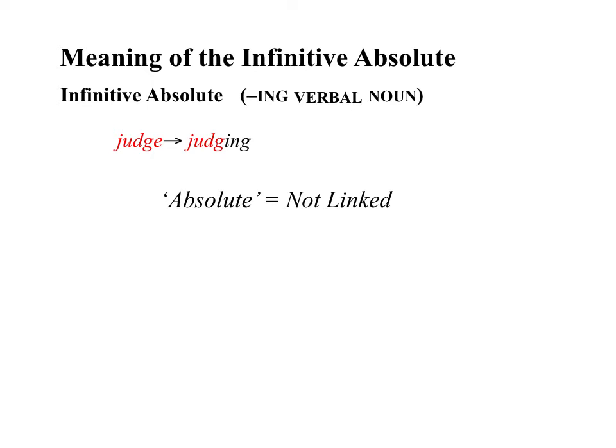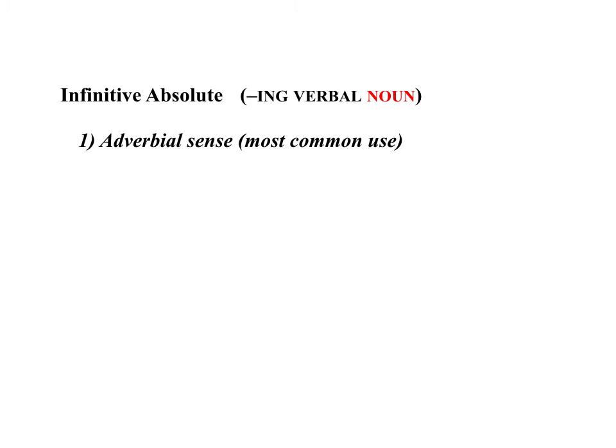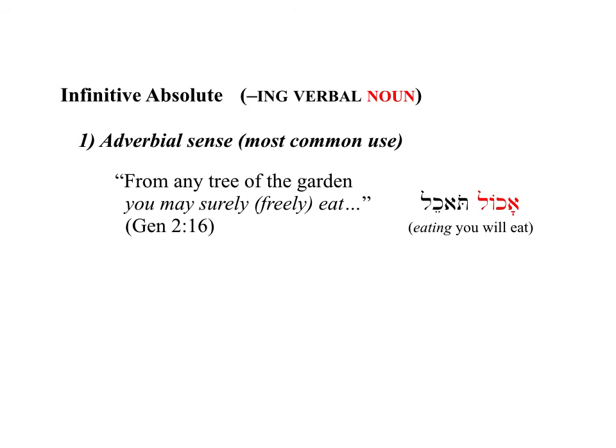And what makes it different from the construct is mostly affected by the fact that it appears in different syntactical contexts than the infinitive construct. So its different function is largely driven by the different context in which it's used. As you can see from the example here from Genesis chapter 2, verse 16, in most cases, it has an adverbial use. This is the most common usage of the infinitive absolute.